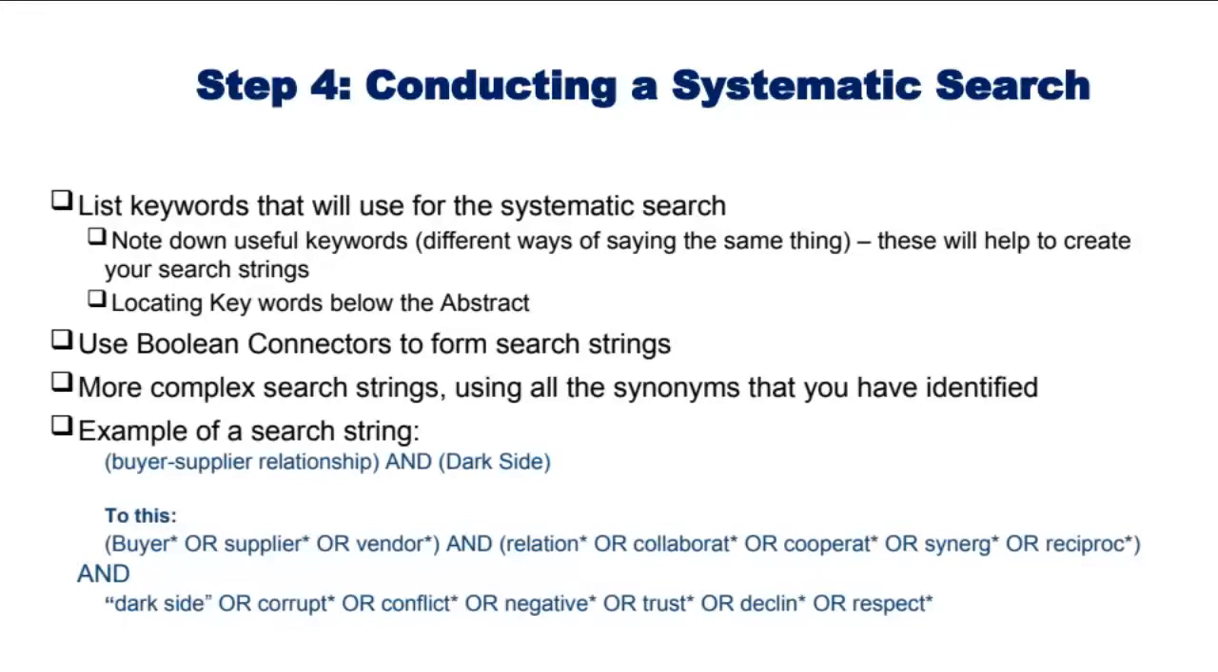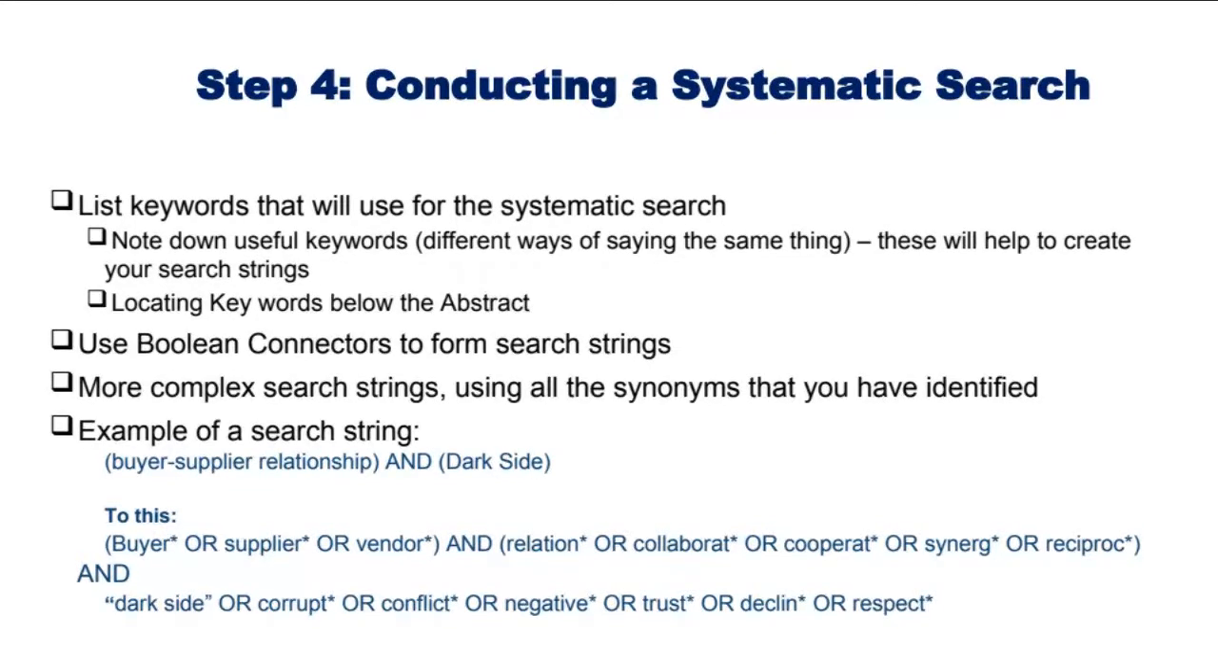So first of all, you have to list the keywords that will be used for systematic search. Note down the useful words. These are synonyms, which mean different ways of saying the same thing. This will help you create your search strings. You can also locate keywords below the abstract. Then you will use the Boolean connector to form the search strings.